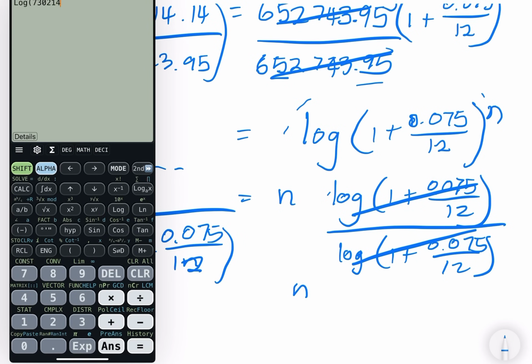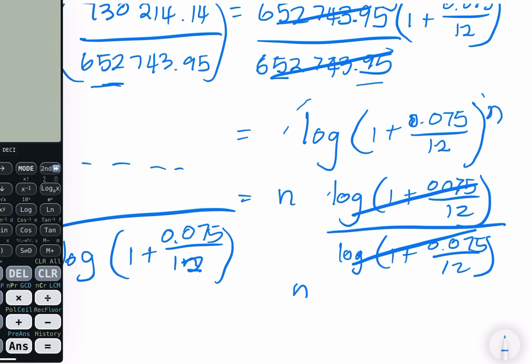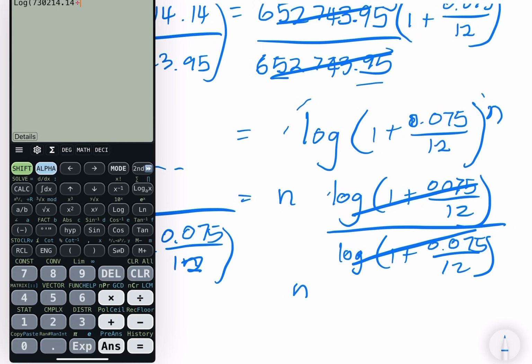214 and 14 cents divided by, no, that's divided by, okay, remember the 652, okay, 652, that's 743, that's 743 and 95 cents. Okay, so that's just on my left hand side, right?